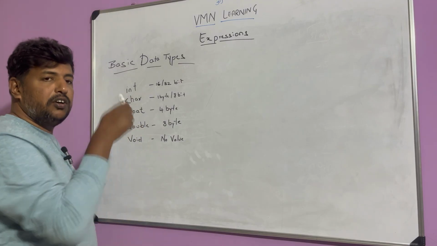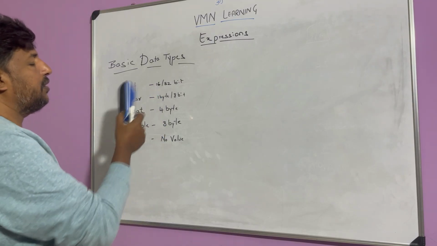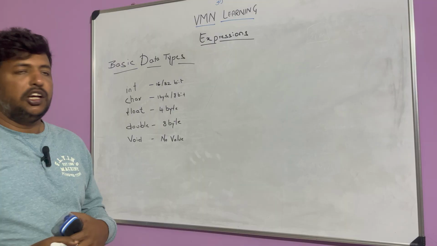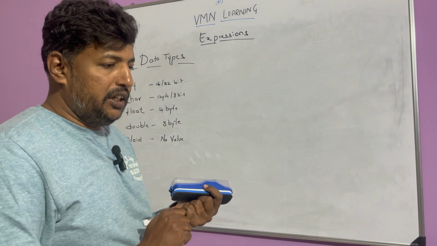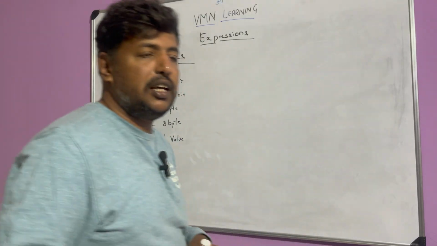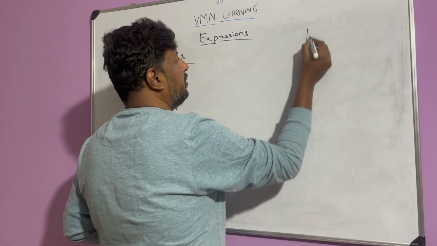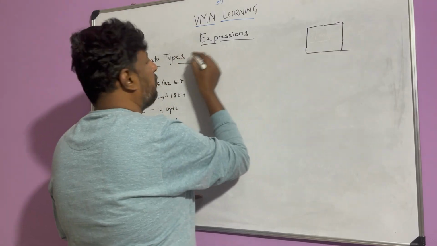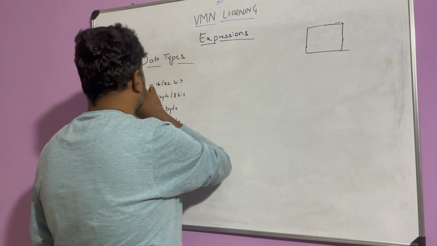Int depends on your system, whether it's a 16-bit operating system or a 32-bit operating system. It will store the values accordingly. What is this bit and all? So let's study a little bit about the memory. When I say memory, let's consider this is a memory. Now you are running a compiler, and the compiler has to store values.